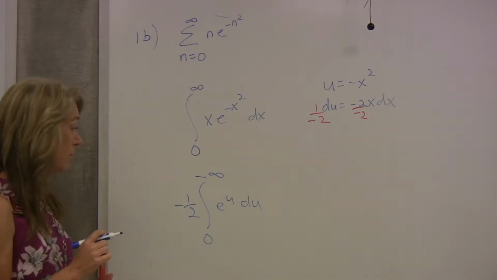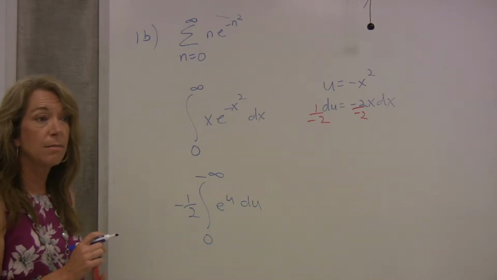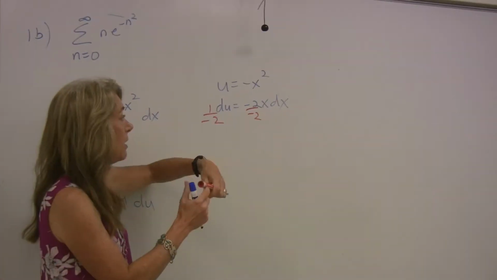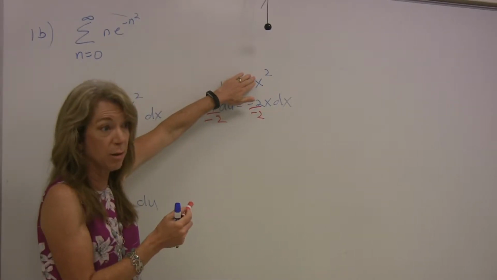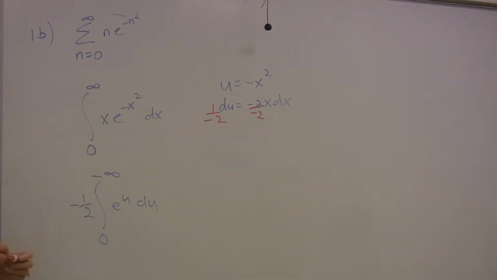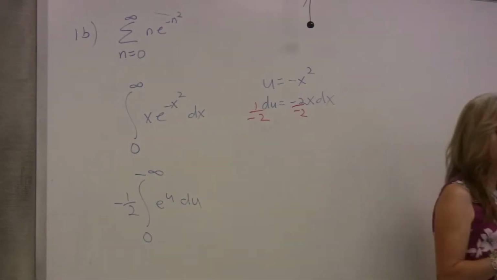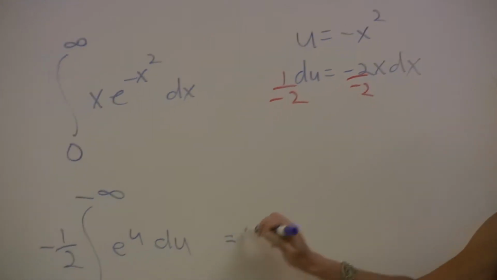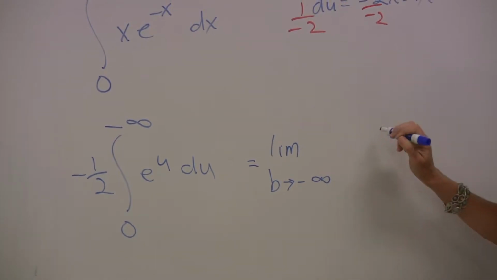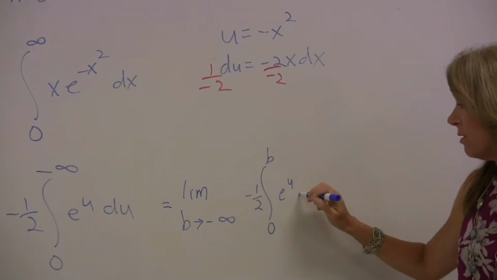So we did a u sub. Looks like something I can integrate. I can't integrate it with infinities up here though. Why is it negative infinity, not positive? Because it's negative of x squared. If you put an infinitely large number in there, infinity squared still approaches infinity, but now it's the negative of that. Right, and then make that top limit b, it's going to approach negative infinity. So the limit as b approaches negative infinity of the integral from 0 to b of e to the u du.